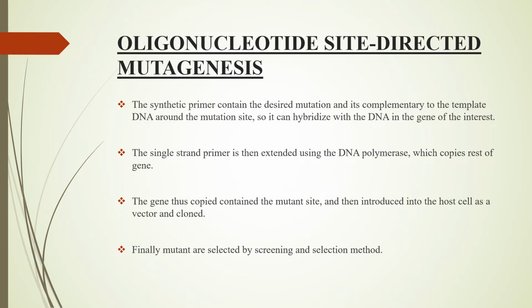Oligonucleotide site-directed mutagenesis. In this process, the synthetic primer contains the desired mutation and is complementary to the template DNA around the mutation site, so it can be hybridized with the DNA in the gene of interest. The single-strand primer is then extended using the DNA polymerase, which copies the rest of the gene. The gene thus copied contains the mutant site and is then introduced into the host cell as a vector and cloned. Finally, mutants are selected by screening and selection methods.